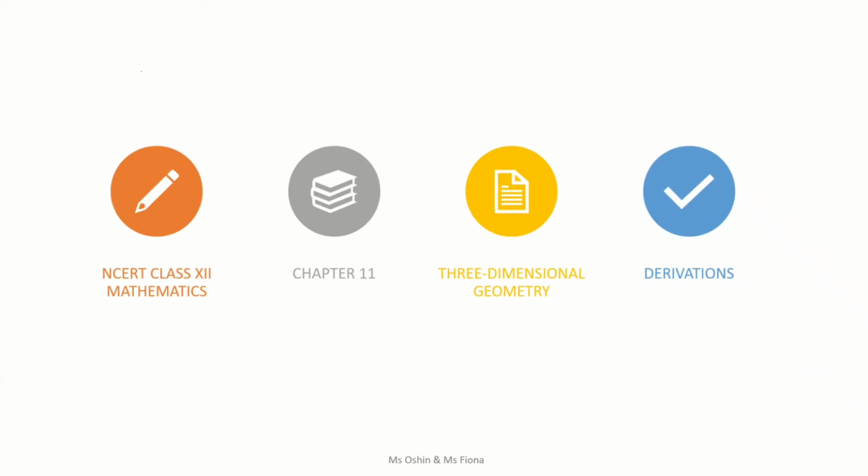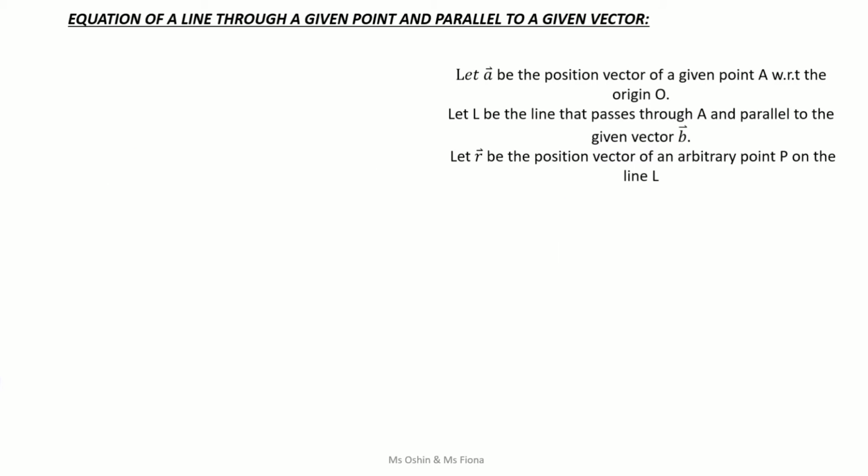Hello students, in this session we shall discuss a few derivations from chapter 11, three-dimensional geometry. First derivation: equation of a line through a given point and parallel to a given vector. So we need a fixed point and a line which passes through that fixed point. We need a vector which is parallel to this line.